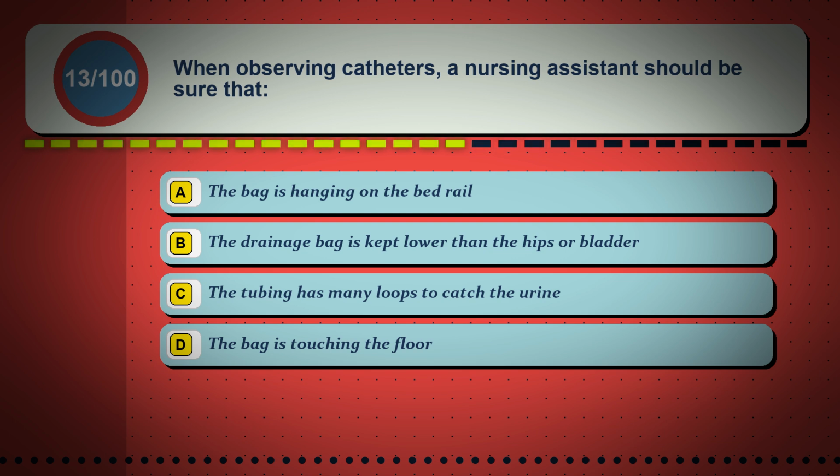Question 13. When observing catheters, a nursing assistant should be sure that Option A, the bag is hanging on the bed rail. Option B, the drainage bag is kept lower than the hips or bladder. Option C, the tubing has many loops to catch the urine. Option D, the bag is touching the floor.